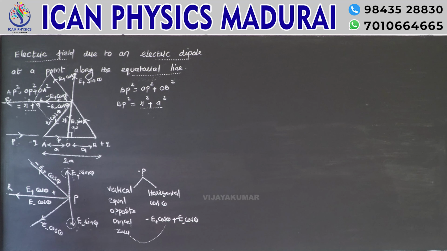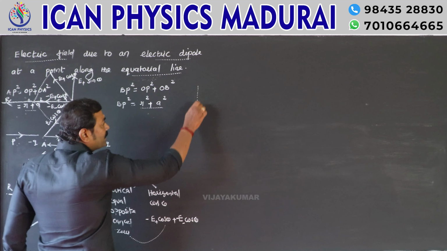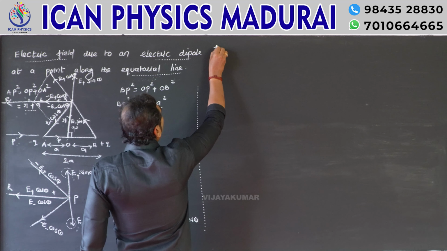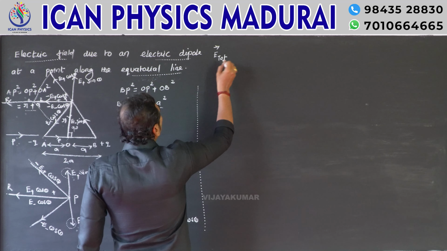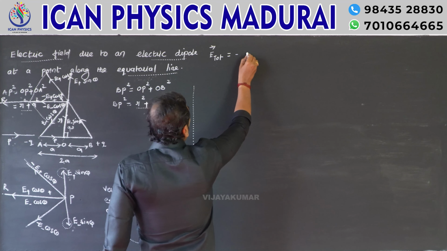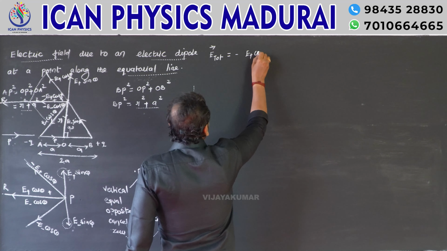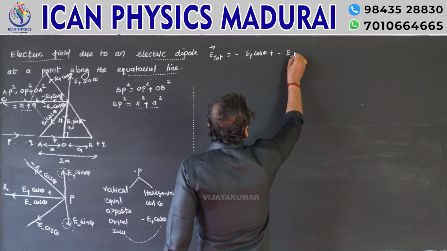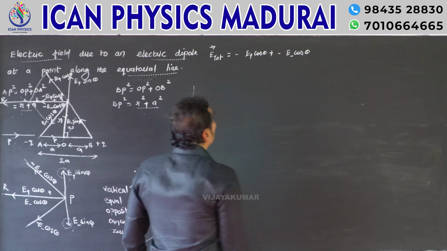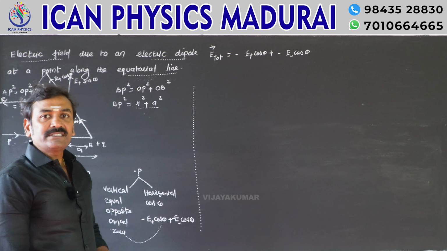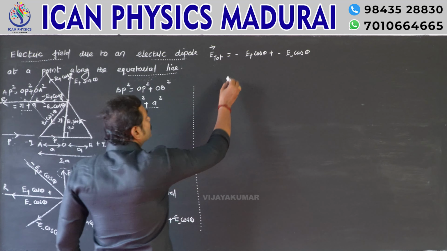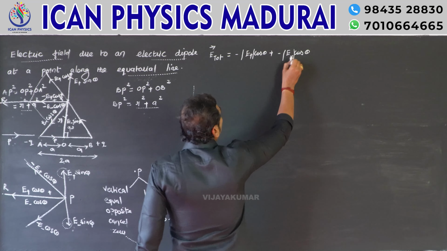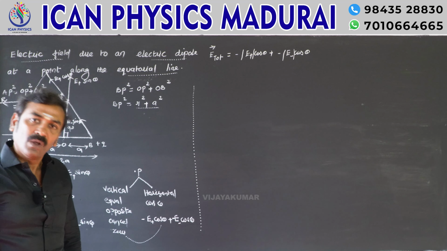Okay, so what about the total field? E vector, the total field, is minus E plus cos theta plus E minus cos theta. Okay, now we are going to see only the magnitude, so that we can put the modulus. Okay, do you get it now? Do you have any doubts? No doubt.